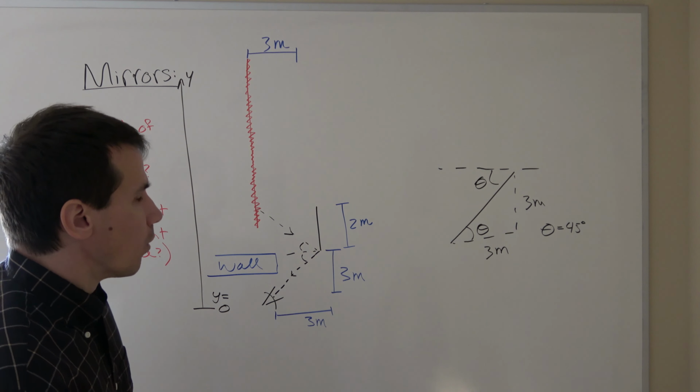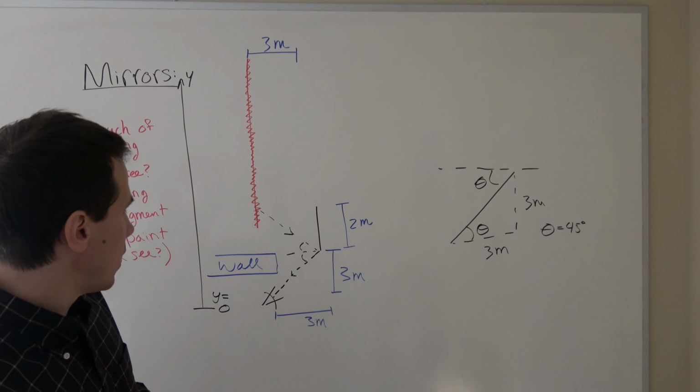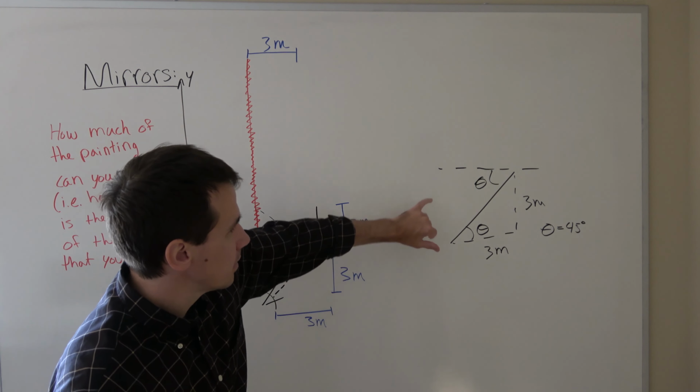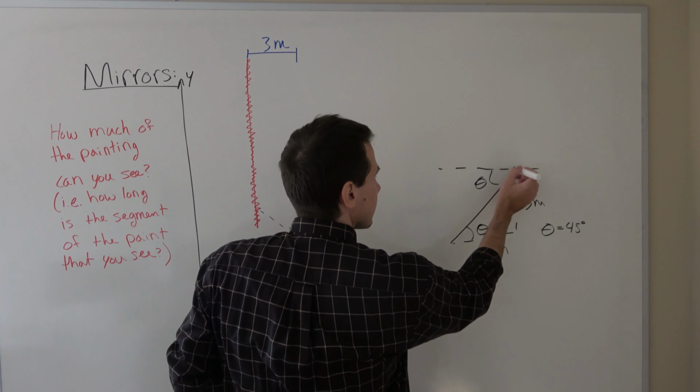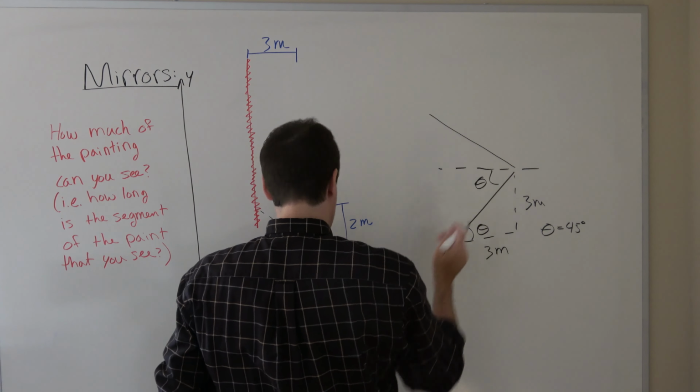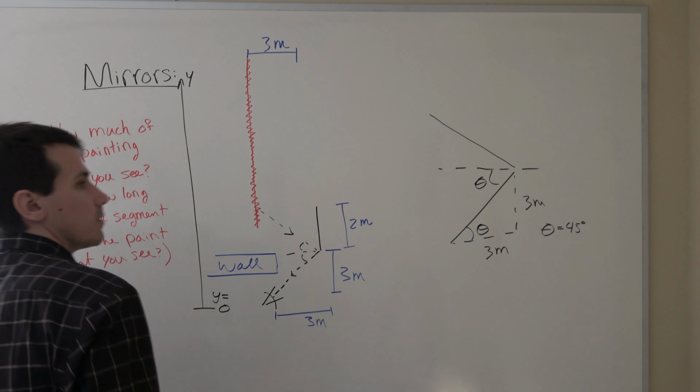Okay, well, then we know that our light leaves at the same angle. I didn't draw that very well. Let me retry.